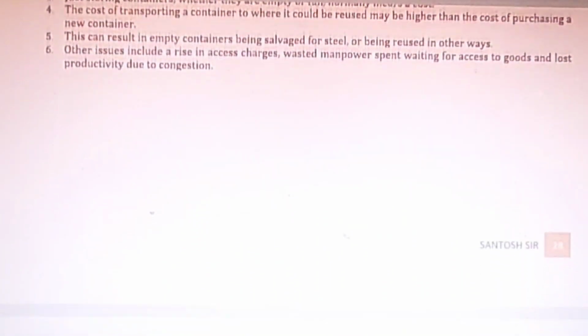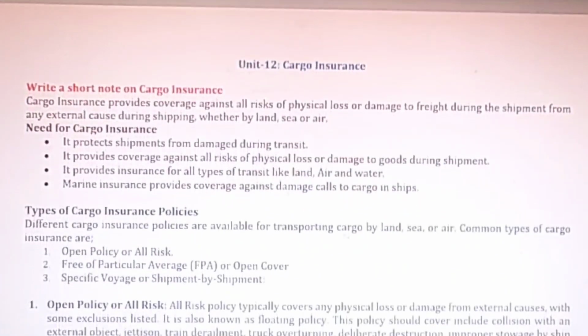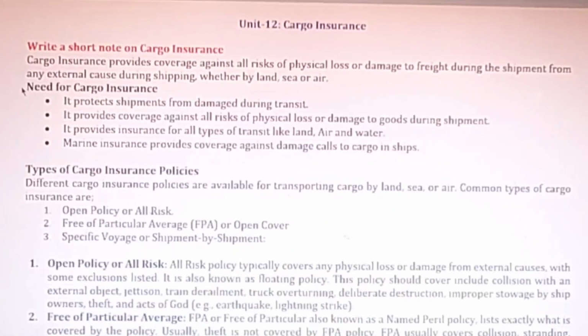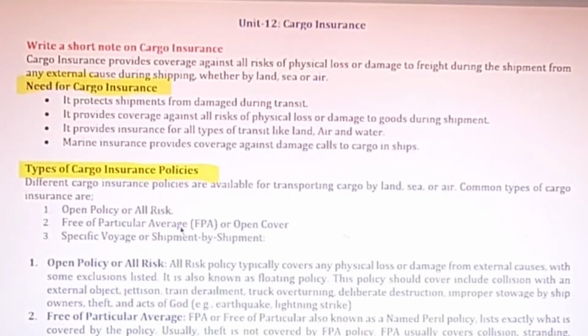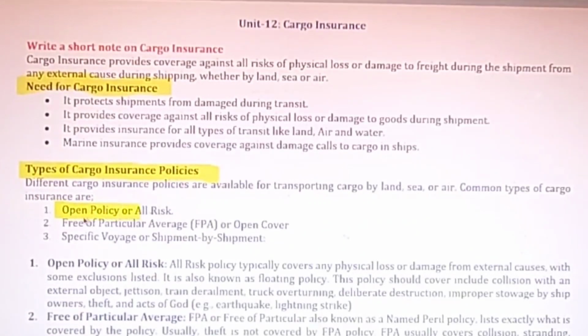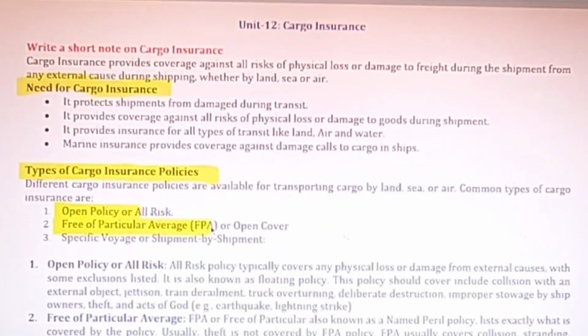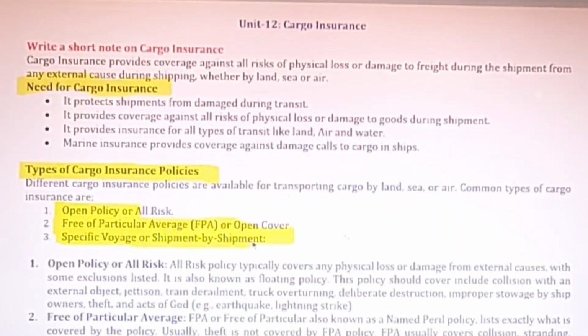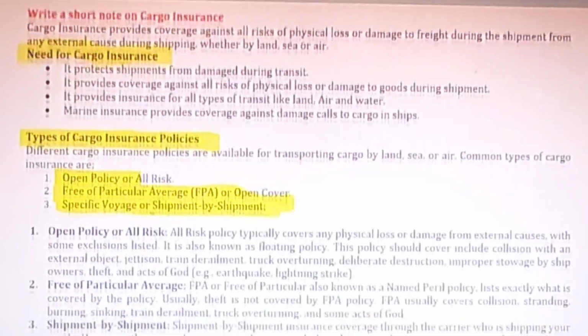The next unit is Unit 12, cargo insurance. In cargo insurance, you should read about why cargo insurance is important in international trade. What are the different types of cargo insurance policies, like open policy, then free of particular average, or open cover, and shipment by shipment, or specific voyage policy. So these three policies are important.